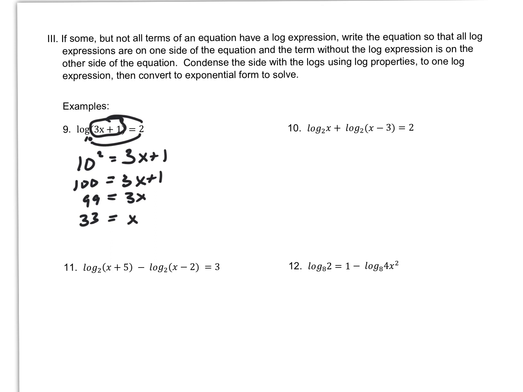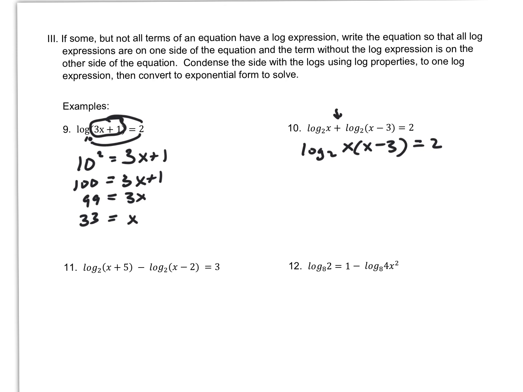Number 10, log base 2 of x plus log base 2 of x minus 3 equals 2. I've got all the logs already on one side. I have multiple logs, though, I have 2 of them. I want a single log, so they are the same. So I'm going to rewrite the left side, log base 2. What does addition lead me to? Correct, to multiplication. So I have x times x minus 3, and my right side will stay just the number 2.